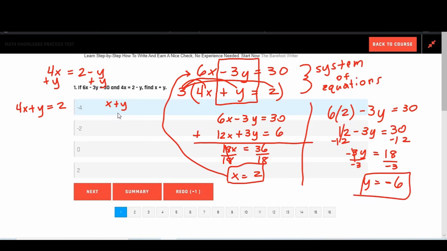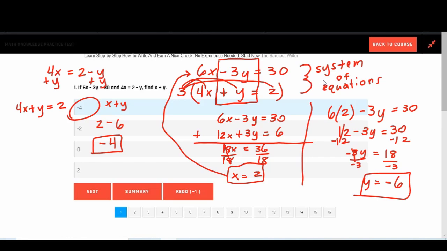So now we know what our x and y are. Again, x is 2, y is negative 3. Let's plug those in accordingly. 2 minus 6. 2 minus 6 is negative 4, which is this answer choice right there.